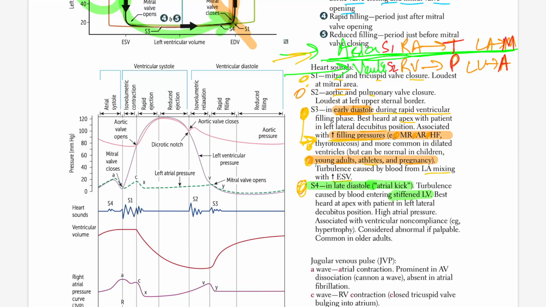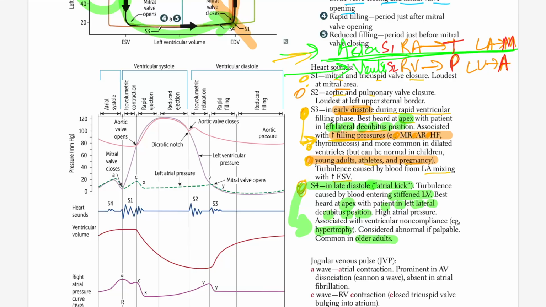It is best heard at the apex. Again, this guy was also an apex. This is also an apex, where the patient is in the left lateral decubitus position, the same position. Okay. High atrial pressure associated with ventricular non-compliance. So what is this guy associated with? Hypertrophy. Considered abnormal if palpable, and it is physiologically present in older adults. So pathologically in hypertrophy, and physiologically in just the older adults.